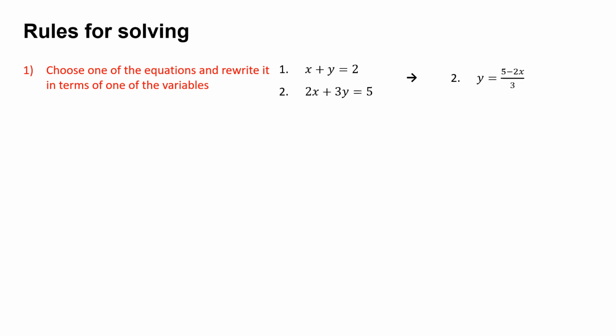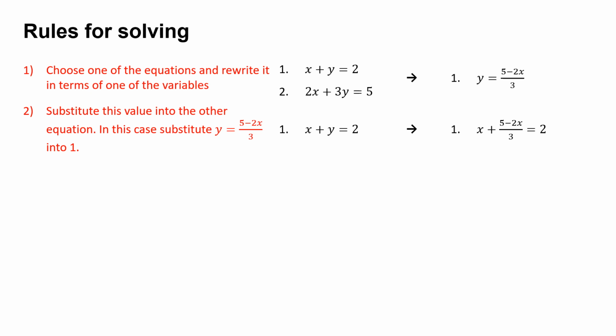So what I've done here is I've taken the second equation and I've rewritten it in terms of y. So I've rearranged the formula. You can see that in equation number 2, I've moved the 2x across to the right hand side as a minus 2x, and then divided all of that through by 3 to isolate y.